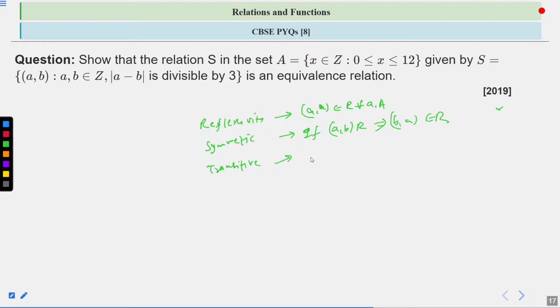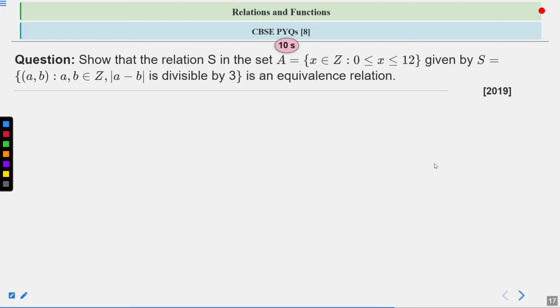And what is the condition of transitivity? If (a, b) belongs to R and (b, c) belongs to R, this implies (a, c) must belong to R. This was the condition of transitivity. So all three conditions must be satisfied for the relation to become an equivalence relation. You have 10 seconds to solve or think about this question. After that, we will discuss the solution part.